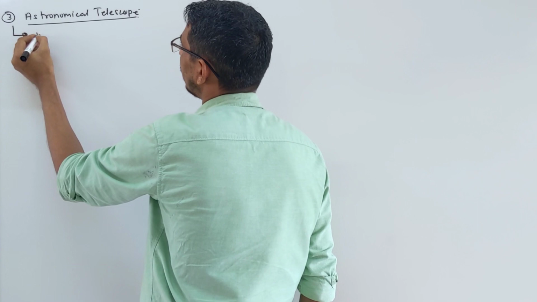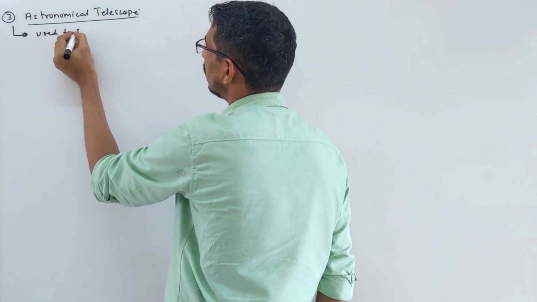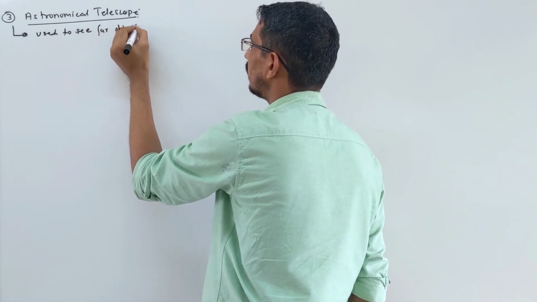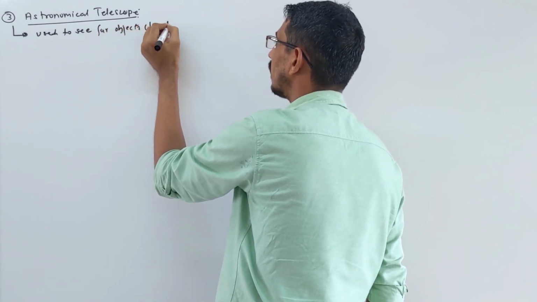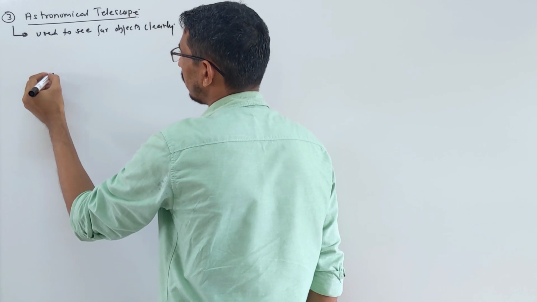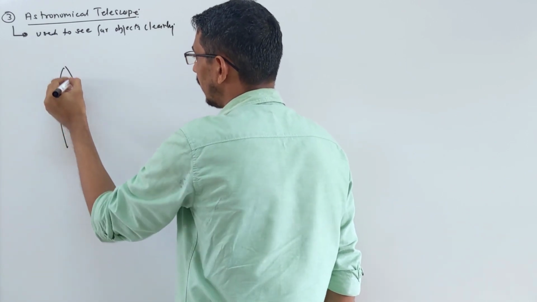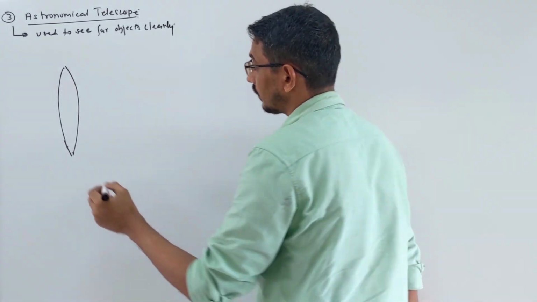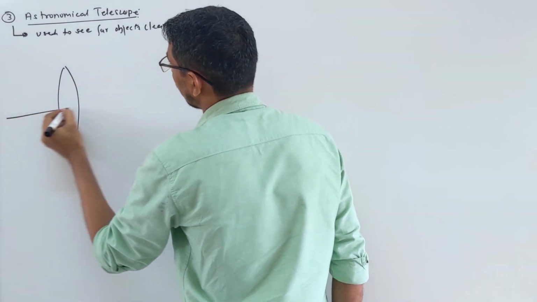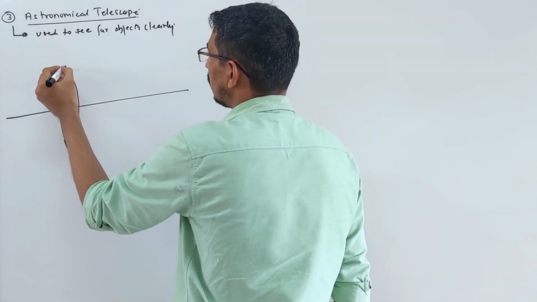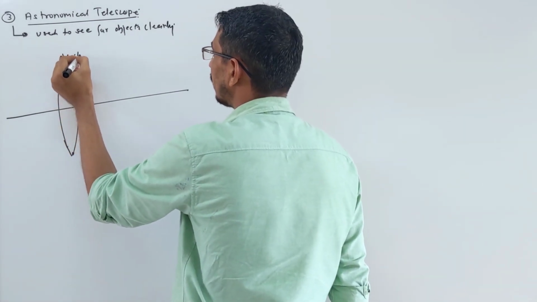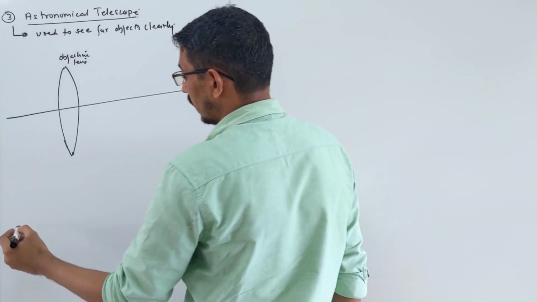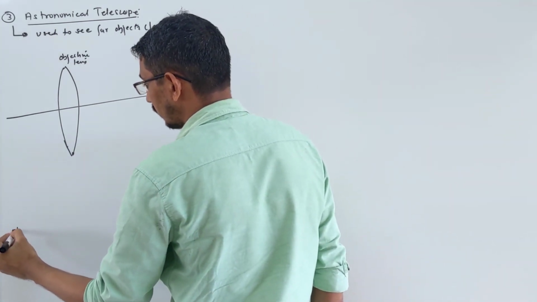So first, you know, this is used to see what? Far objects clearly, right? Very far. So look here, here also we have two lenses. There is a big lens, with big focal length and big aperture. This is called your objective lens. In our exam they have asked properties, keep in mind. So what is the property of objective lens?